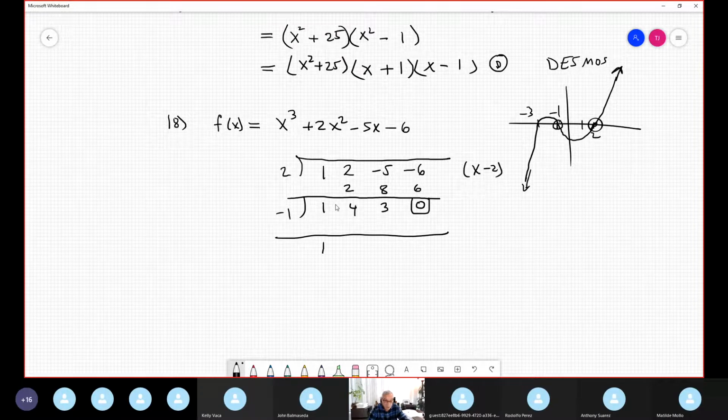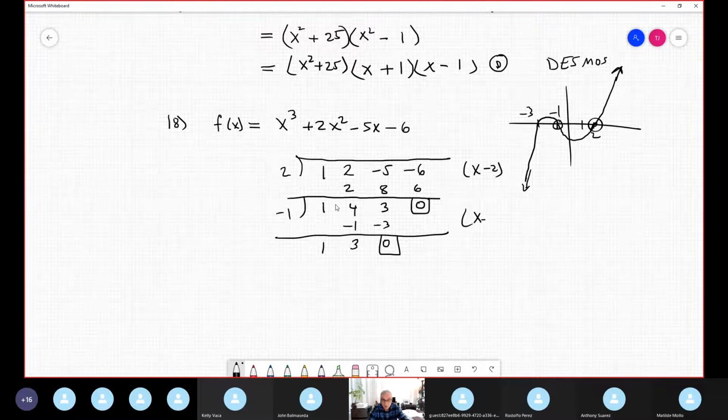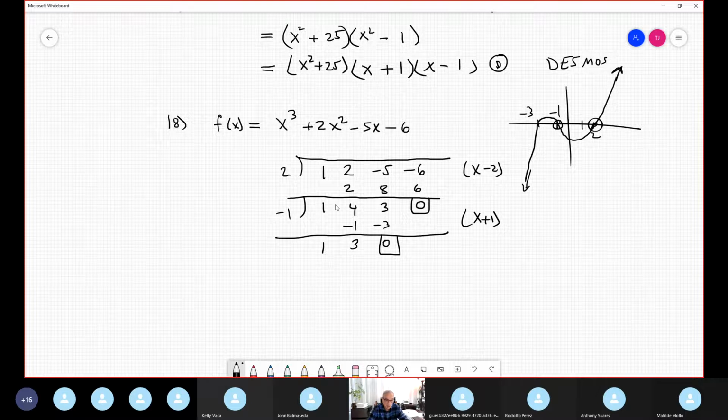Entonces, bring down 1. Negative 1. This is 3. This is negative 3. 0 again. Okay, entonces I confirm que the factor x plus 1 belongs to the polynomial. And that's it. Stop, because I'm so clear that this is x to the 0, is x to the 1, and the factor x plus 3 is also of the polynomial.